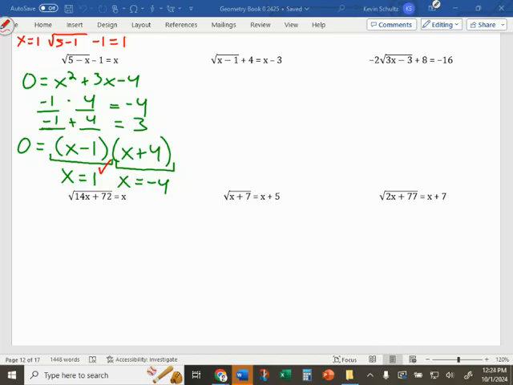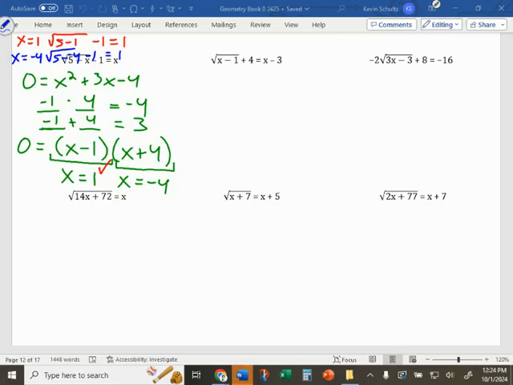Okay? If we plug in -4, it doesn't work. If we're trying x equals -4, the square root of 5 minus -4, minus 1, does that equal 1?